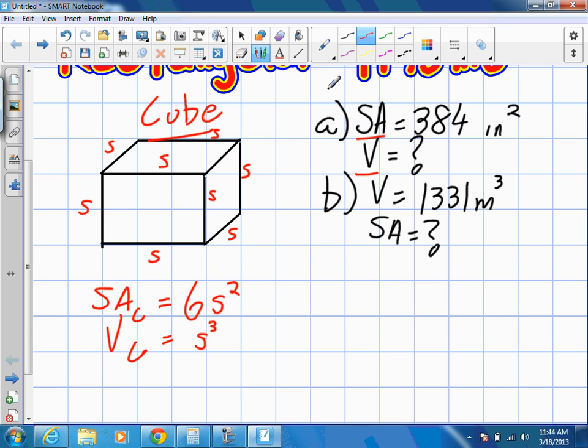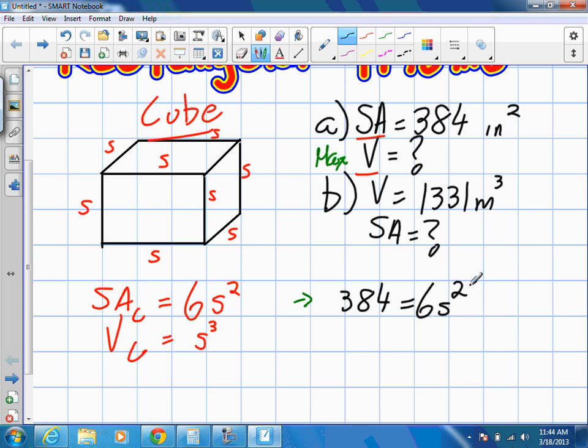Okay, so the very first one, what they've done is they've given us material, surface area they call it. But imagine we've been given a sheet, and it is 384 inches squared in area. We want to, like we said, maximize our volume here. So let's plug this surface area in. We know surface area of a cube is 6s squared. So our surface area is equal to 384, which is equal to 6s squared.